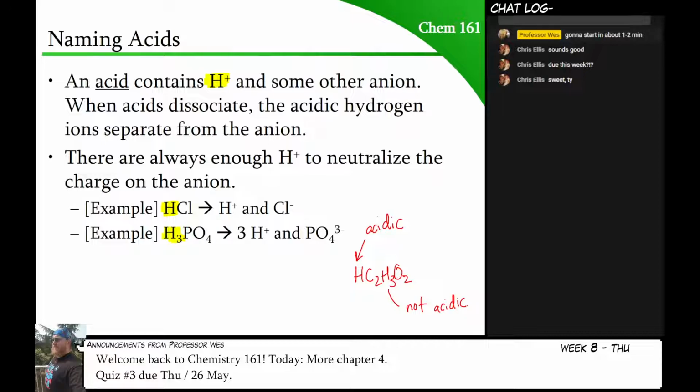So, for instance, in HCl here, here's what my Lewis structure for HCl would look like. We haven't gotten to Lewis structures, but this will make sense a little bit later. If I just take these electrons away, then what I end up with is this and that.